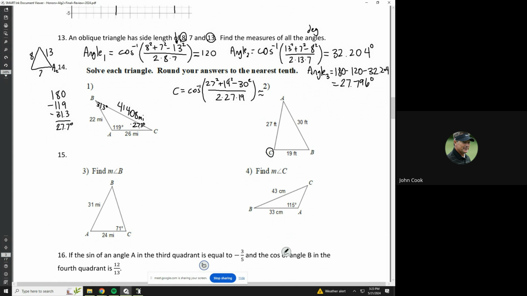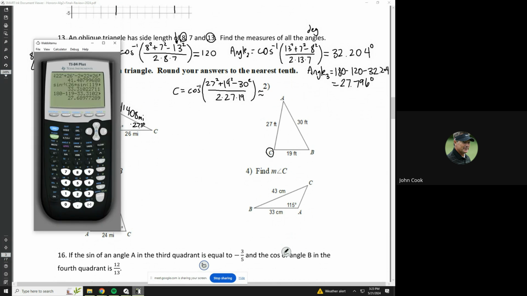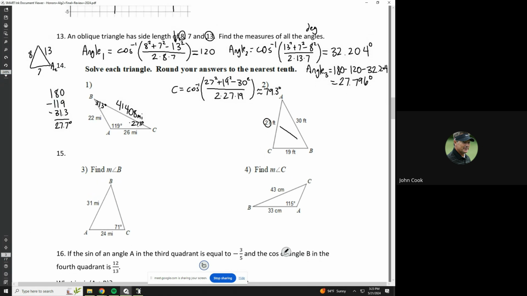Let's see what angle C is going to be on my calculator. So cosine inverse of parentheses, 27 squared plus 19 squared minus 30 squared, divided by parentheses 2 times 27 times 19. There we go. So I get my first angle measurement, 79.3 degrees. All right, and that's angle C. Then I go to the next biggest side, which would be 27, and I find the angle that's across from it, which would be B.